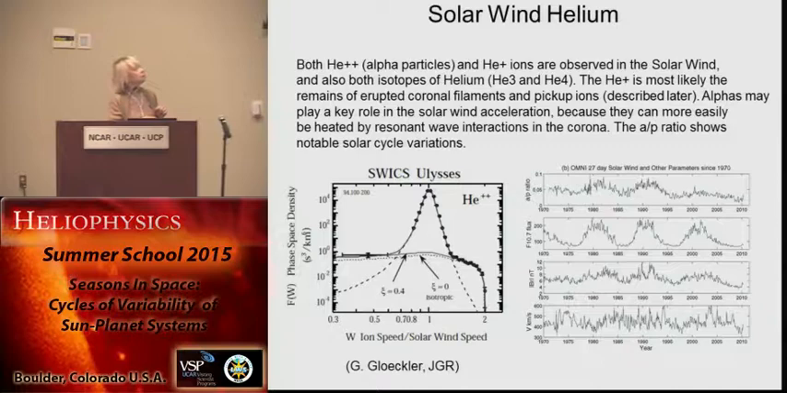The helium, the alpha to proton ratio is of interest because it varies with the solar cycle. And people think it might tell you something about the heating of the solar wind and how it changes with the solar cycle and the origins of the solar wind. And the alphas also carry, even though they're a small fraction of the solar wind, a decent fraction of the momentum, which some people don't like to ignore when they're calculating dynamic pressures, for example.